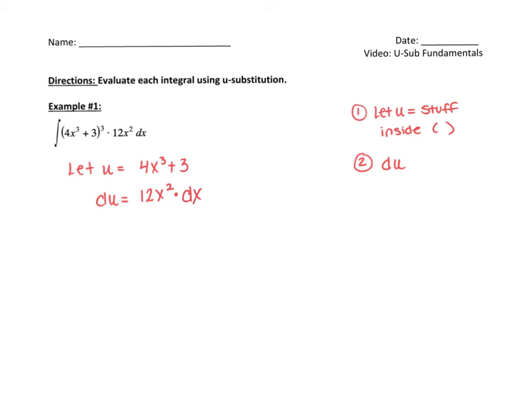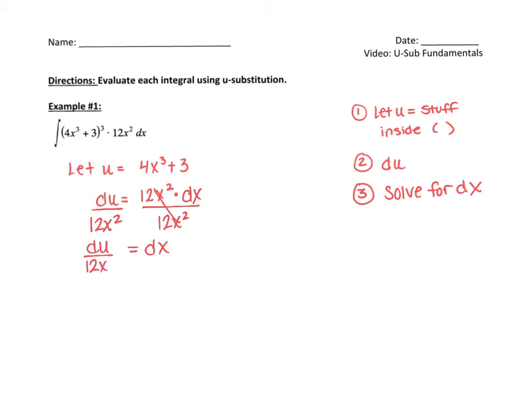We found du. And then step 3, the last thing we need to do is we need to solve for dx now. So obviously this 12x squared is attached to the dx by multiplication. So we can divide it. And that is what dx is. So du over 12x squared. Now step 4 is plug it into the integral and integrate. So maybe I'll change that. I won't say solve. I'll say plug in and integrate.